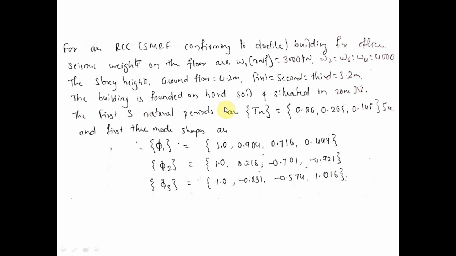The building is founded on hard soil and situated in zone 4. The first three natural periods Tn are 0.86, 0.265, 0.145 seconds. Sometimes natural periods may be given, or sometimes the frequency ω might be given, and from there you can find out Tn also. The first three mode shapes are φ1, φ2, φ3. So these conform to the mode shape values.